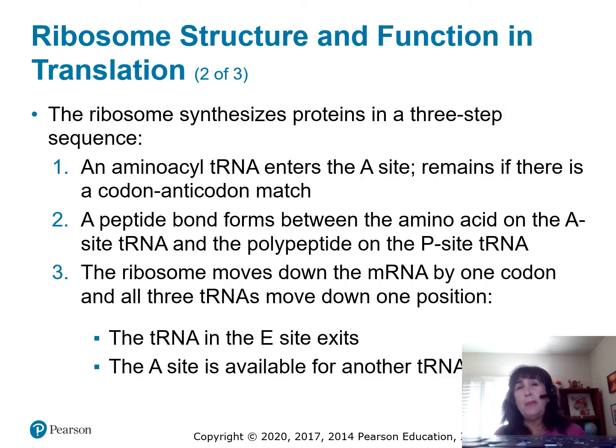So it says ribosomes synthesize proteins in a 3-step sequence. And those 3 steps match the A, the P, and the E sites, APE. A is for accepting, P is for forming the peptide bond, and E is for exiting. The empty transfer RNA that does not have an amino acid bound to it will now be released and go out to the cytoplasm and find another amino acid.